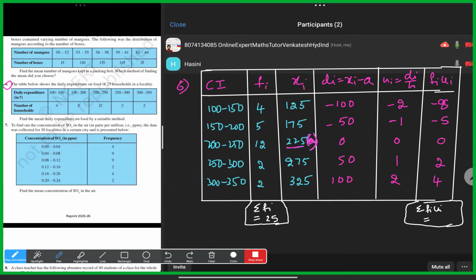No, sigma FiUi, Hasni. Once you add it, quickly. Sir, it's 25. Right, sir, it's given already. Sigma FiUi, Hasni. Ah, yes, Hasni. This is 25. Already we wrote it, Hasni. Sigma Fi is 25.